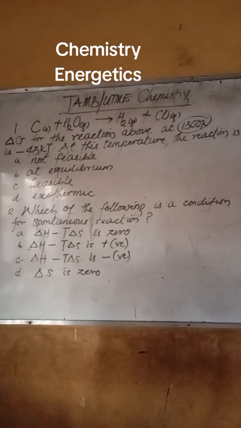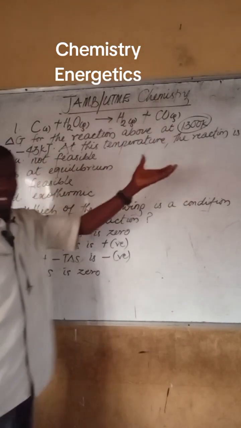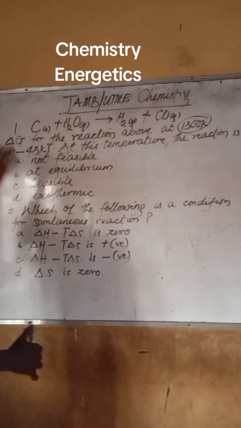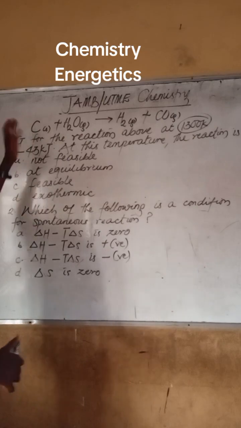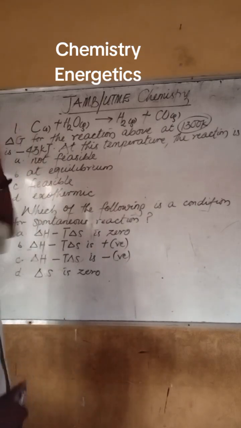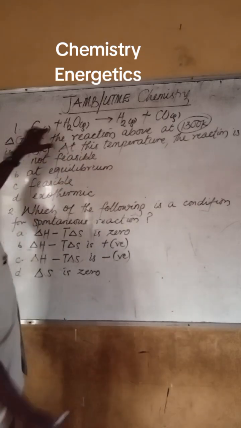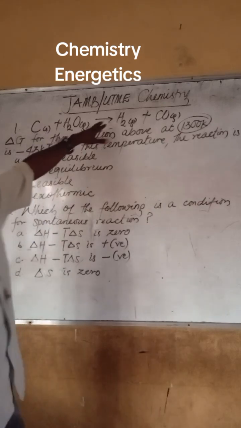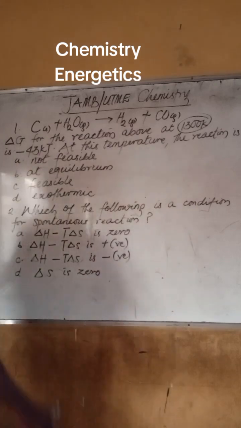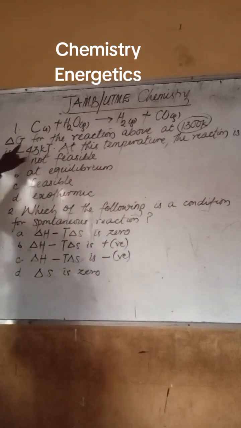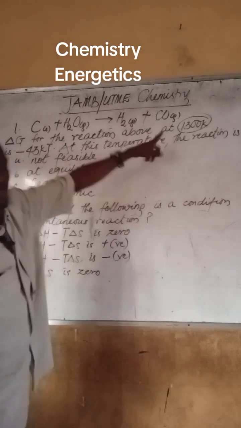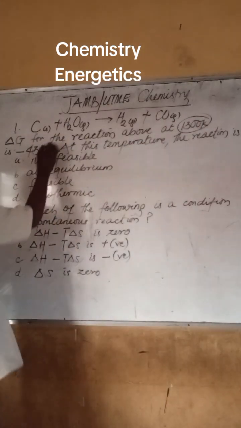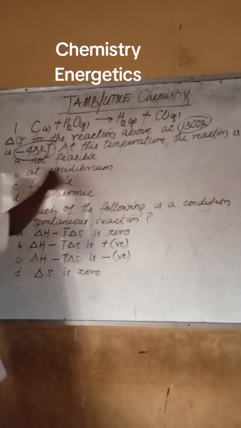So peradventure, you see this question in your upcoming UTME in chemistry, and you are asked to answer this question. Now, what would be your answer? It says C plus, which is coke, plus H2O to give H2 plus CO2. Now, the change in Gibbs free energy for the reaction above at 1300 Kelvin, I circle that, is minus 43 kilojoules.